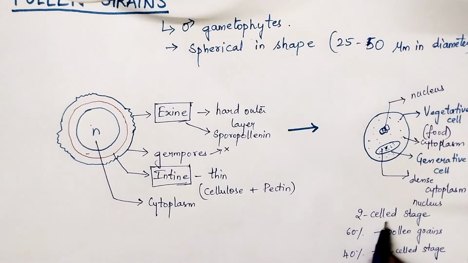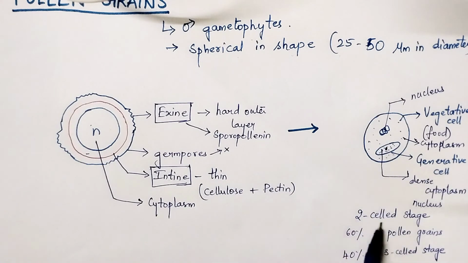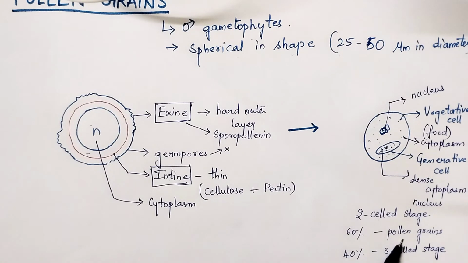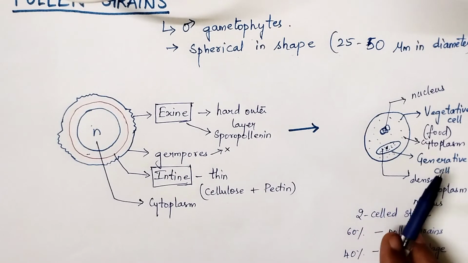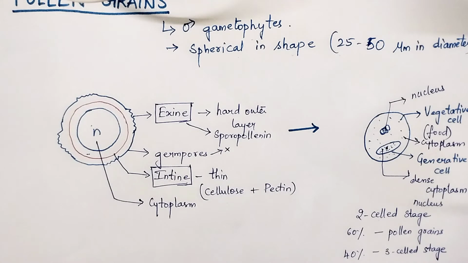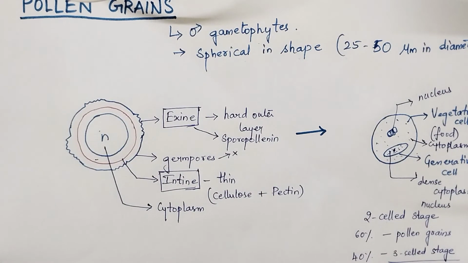So this stage, where the pollen grain after maturity forms two cells, is called the two-celled stage, upon which 60% of the angiosperms shed the pollen grains. In the 40%, the generative cell will divide again mitotically to give rise to two male gametes, and they enter the three-celled stage. Till here we have studied the structure of pollen grains and how they mature.